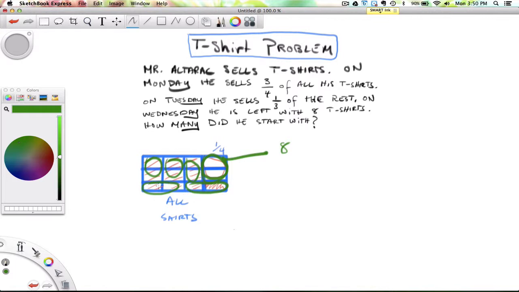So how many 8s do we have? 1, 2, 3, 4, 5, 6 8s. So 6 times 8, well, that's 48 t-shirts to begin with.